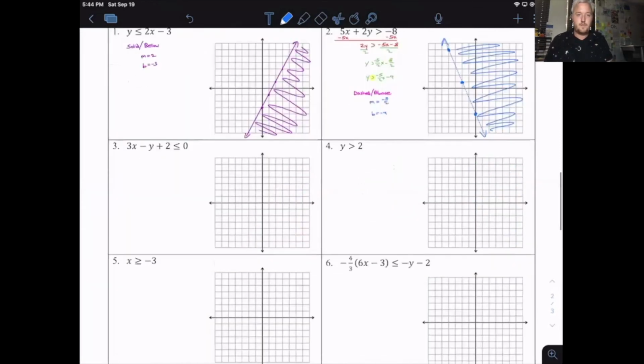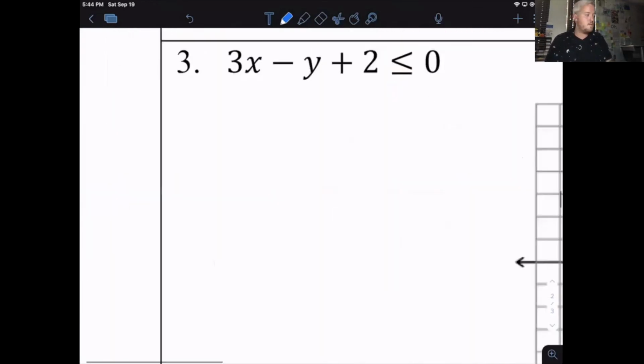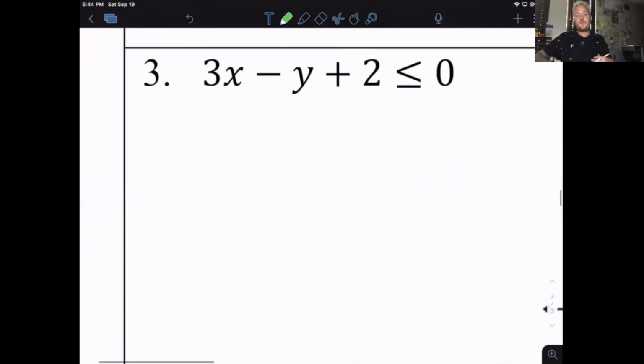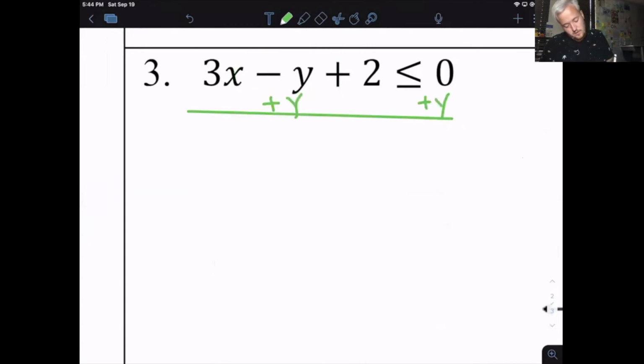All right, now for number 3. Okay, so you want to solve for y. Now here's the thing. Typically I would say move everything to the right side, but there's a convenience with this one where you can do it in one step. So if you look here, see how we have a negative y? If I add y to both sides, then you'd have 3x plus 2 less than or equal to y.